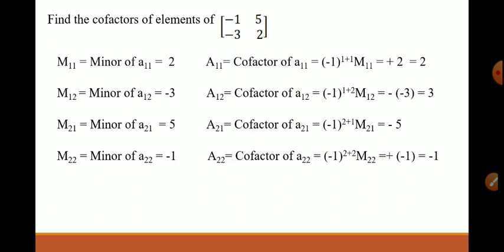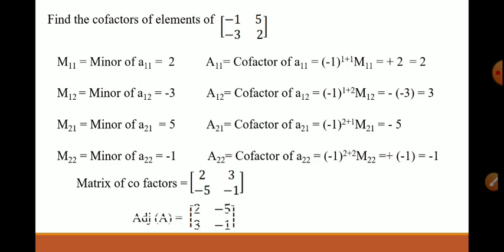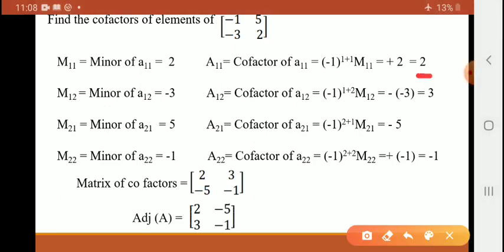Then we have to write the matrix of cofactors. We have to replace each element by its cofactor. Now A11, the first cofactor, is 2. So the matrix is 1 1 is 2, 1 2 is 3, 2 1 is minus 5, 2 2 is minus 1. So we have replaced each element by its cofactor.